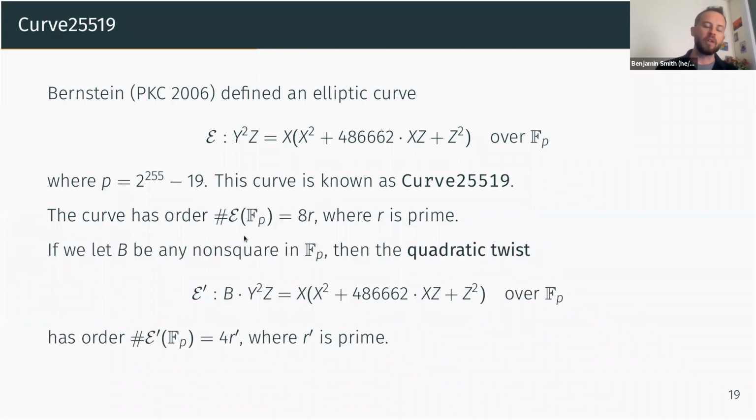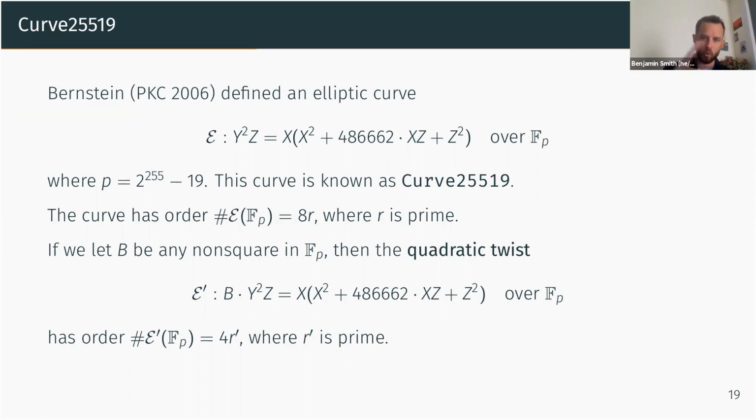Because, well, there's also the quadratic twist, which is this kind of shadow of your curve with a non-square b here. The important thing, as I was saying before, is the parameter a, 486662. If you add 2, you get a multiple of 4. You divide through, and you can see this is a small integer compared with p. So it's quite easy to multiply by this.